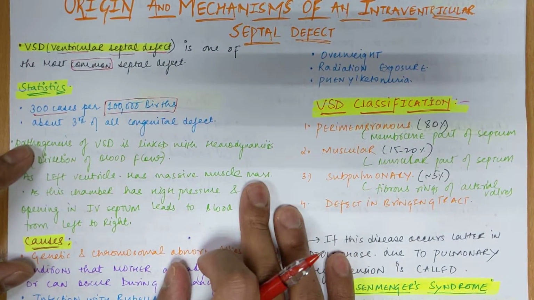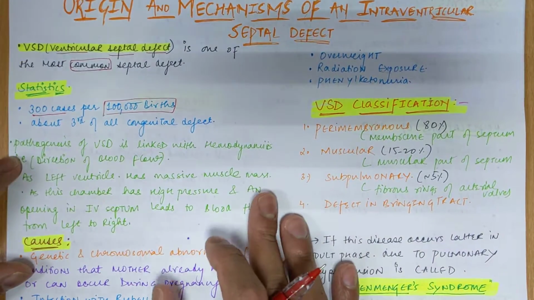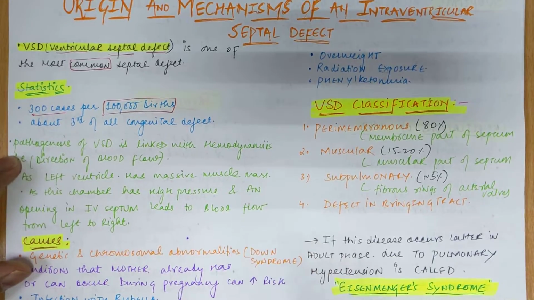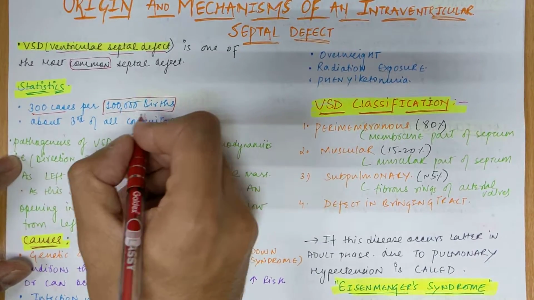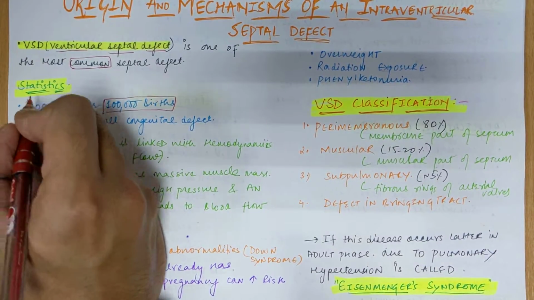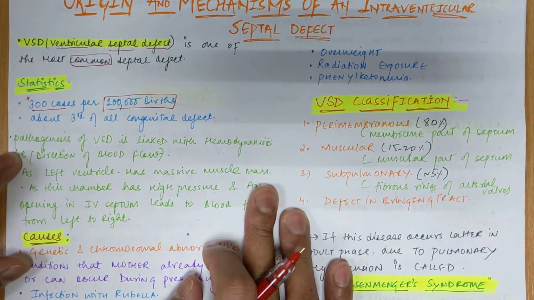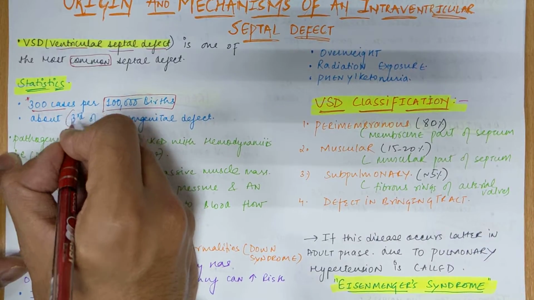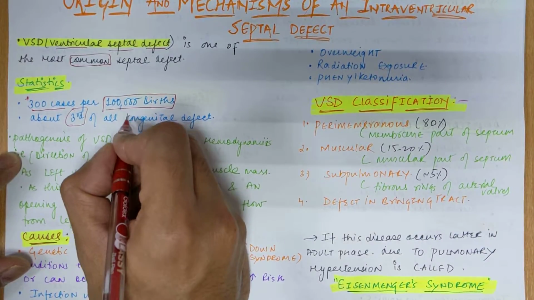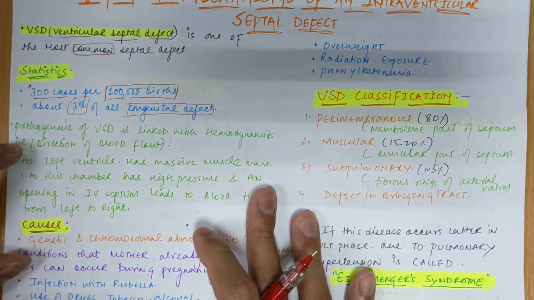in cardiovascular pathology. Now, what are the statistics of this? How many cases occur per 1 lakh? Around 300 cases are found in 1 lakh births of infants or newborns. So it is about the third most common congenital defect. Now, what is the pathology?